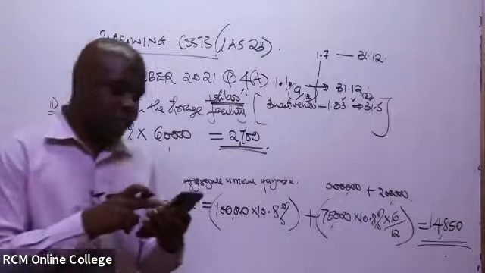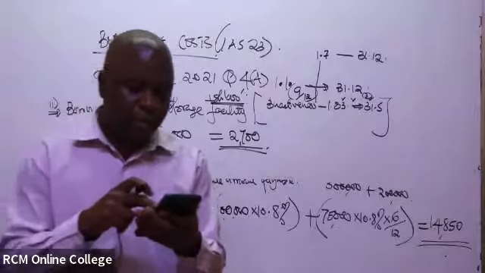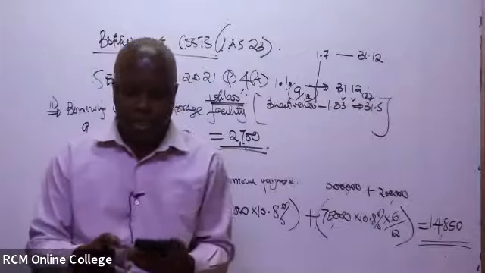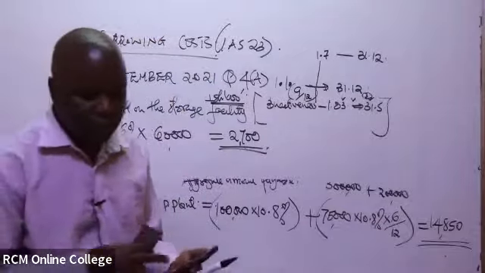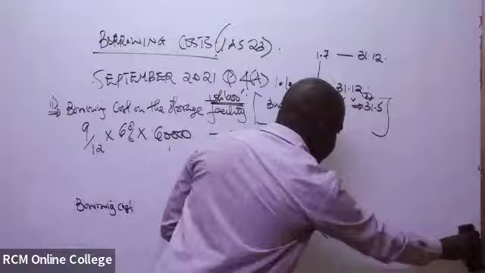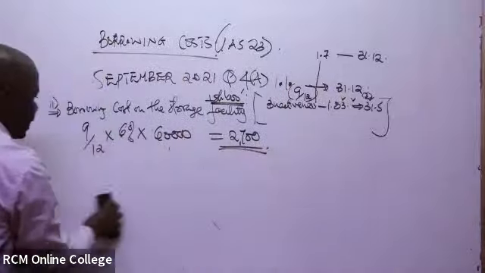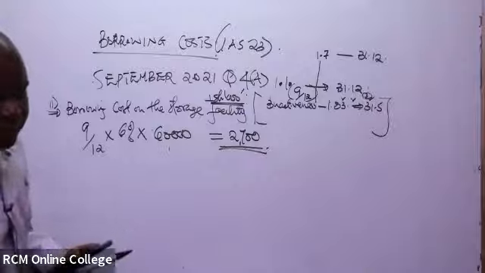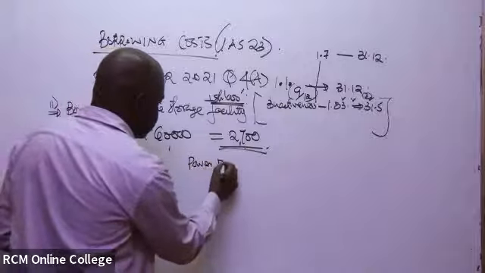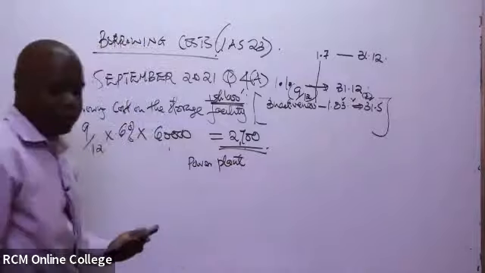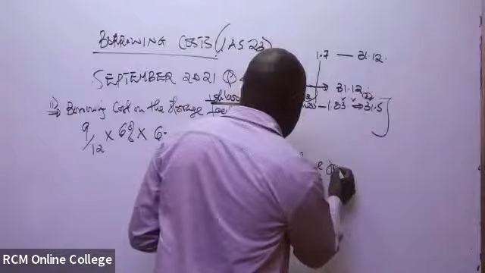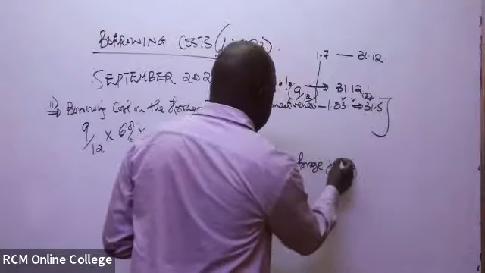So the second part of the question is the value of the assets in the books of Darubini Limited as of 31st December 2021. So the value of the assets by the end of the year. There were two assets here. So we have the power plant, and of course you have the storage facility.